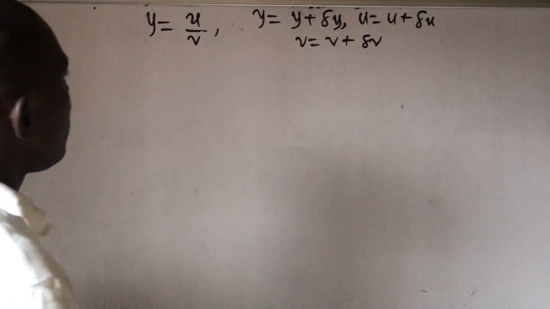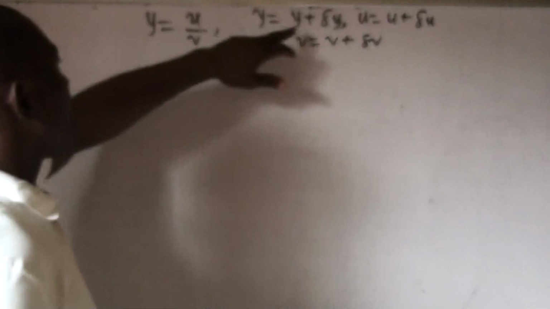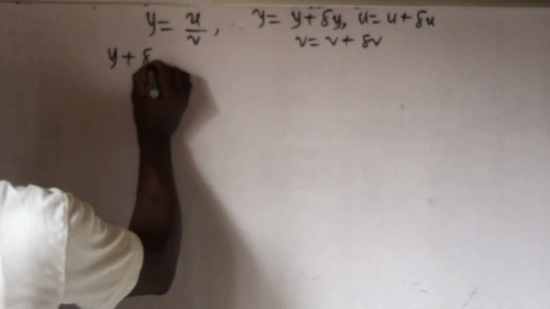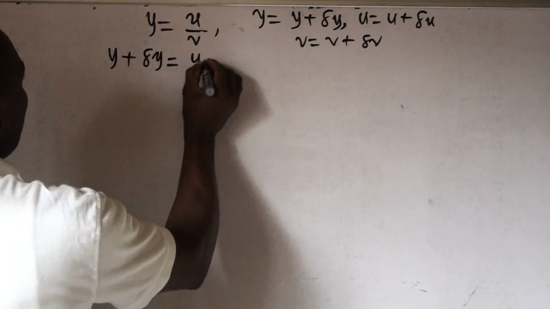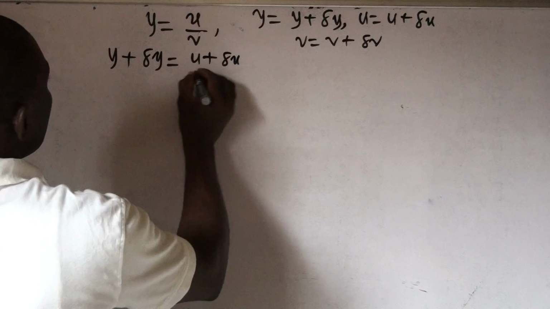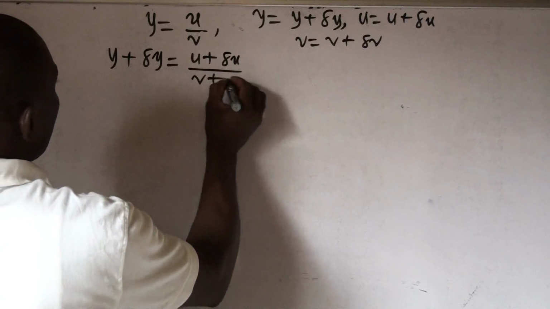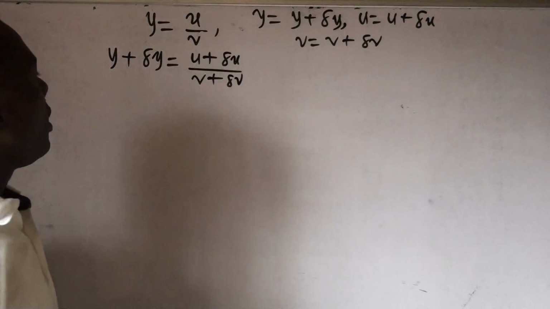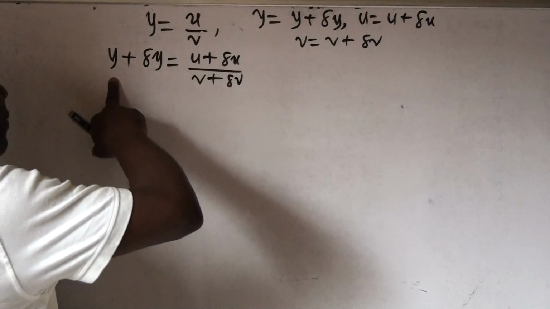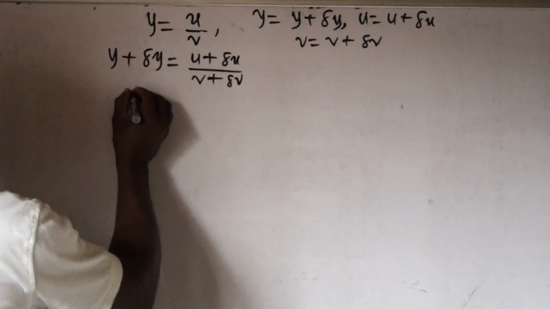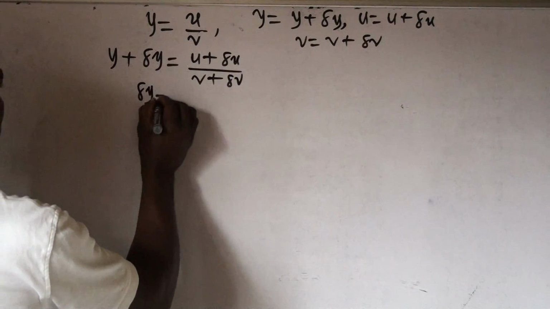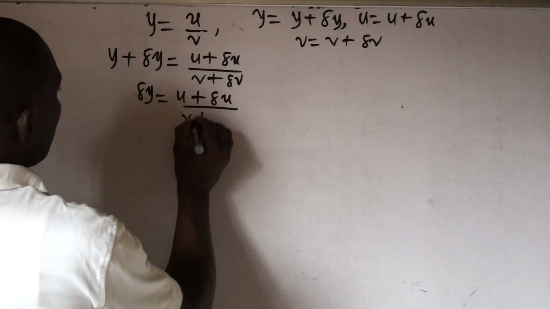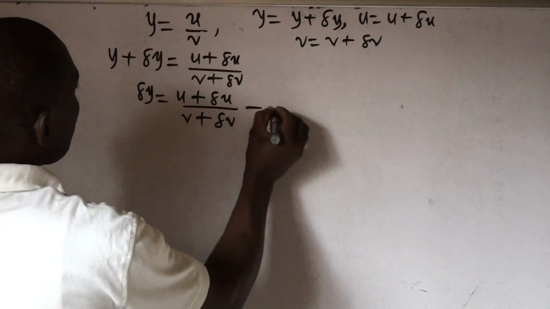So wherever we see y, this is what we'll substitute. Here we say y plus delta y equals u plus delta u all over v plus delta v. Then the next step is we move this y on the left-hand side to the right-hand side, and delta y becomes u plus delta u all over v plus delta v minus y.